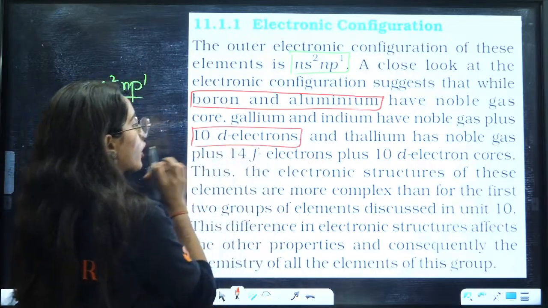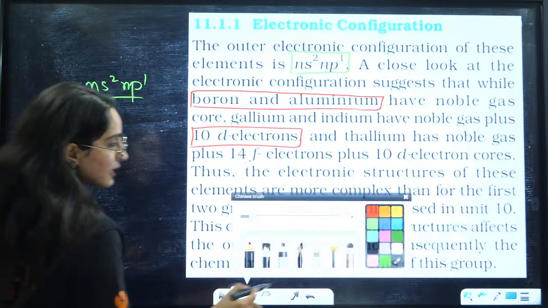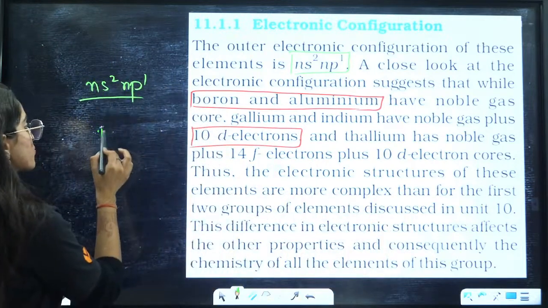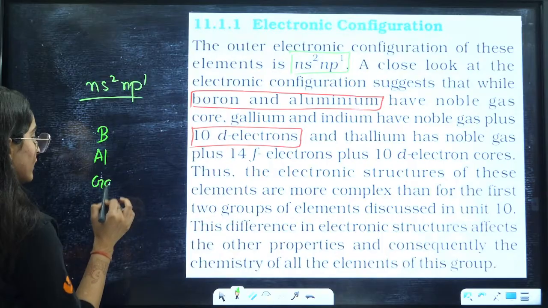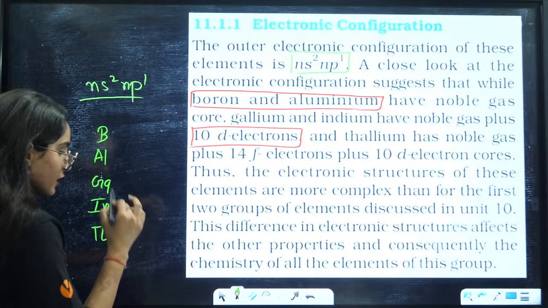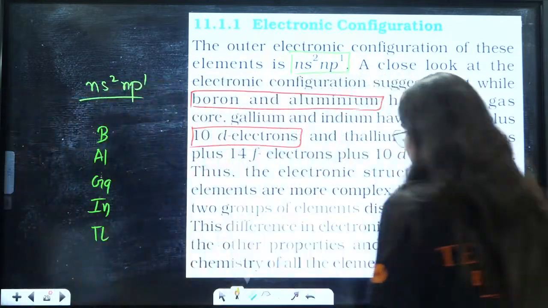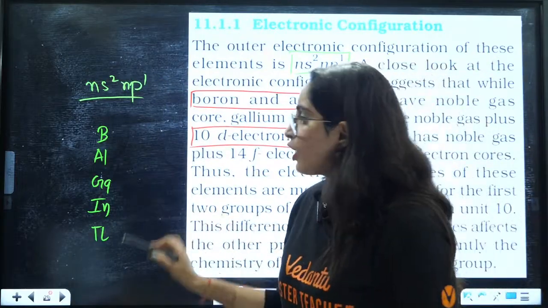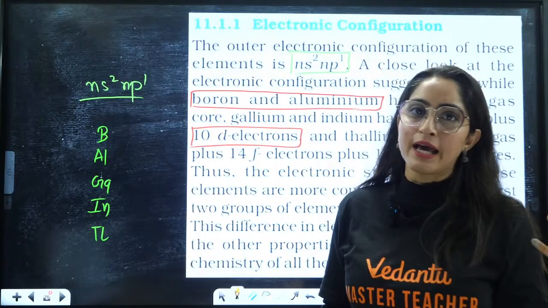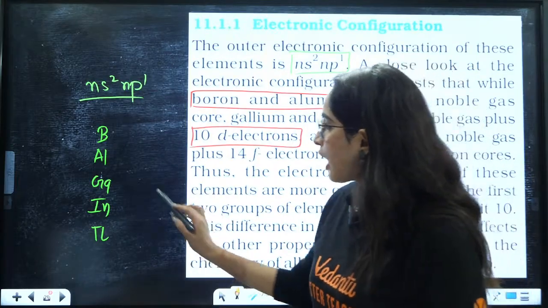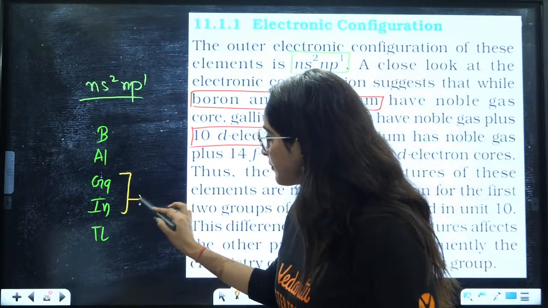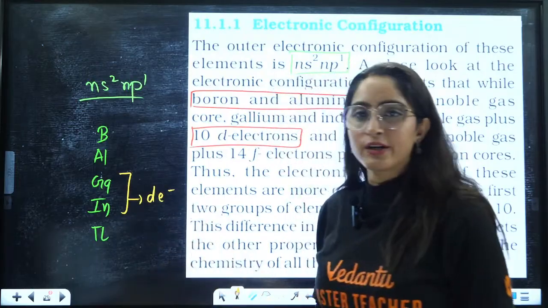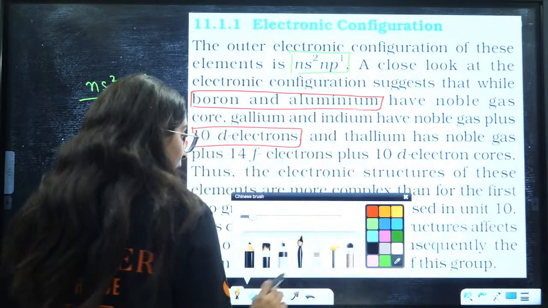Now, because of these things, there will be some trends that will have exceptions, right? What should happen? Down the group, the size should increase, right? But now, because gallium and indium have inner core d electrons also, what will happen because of that?